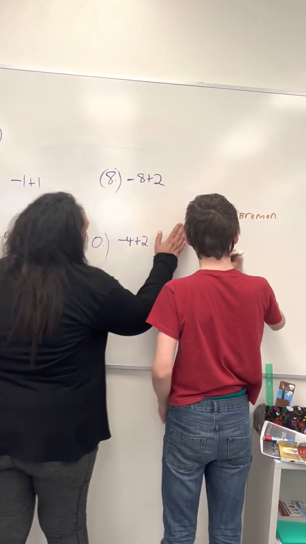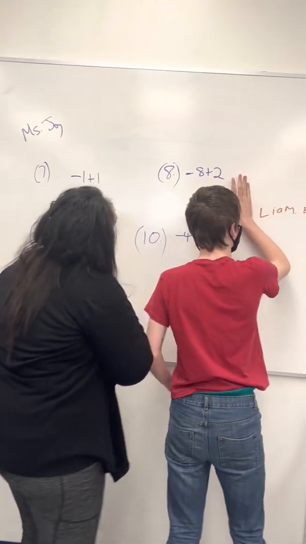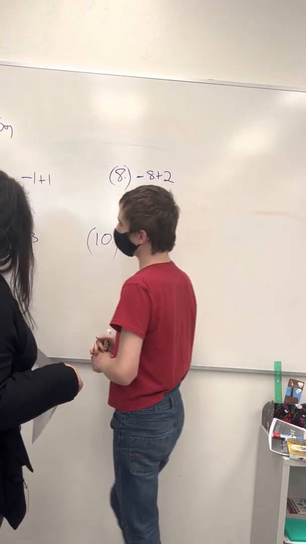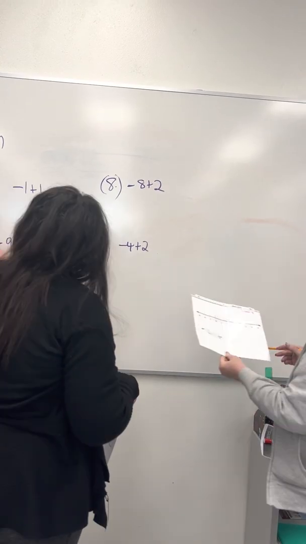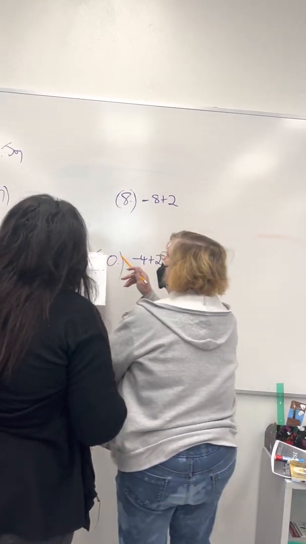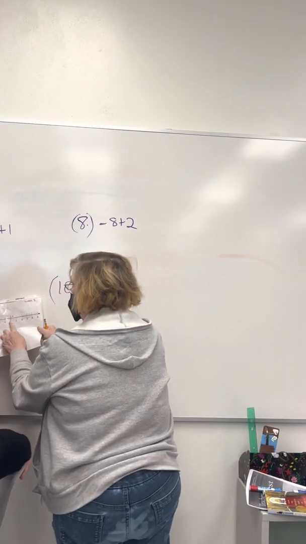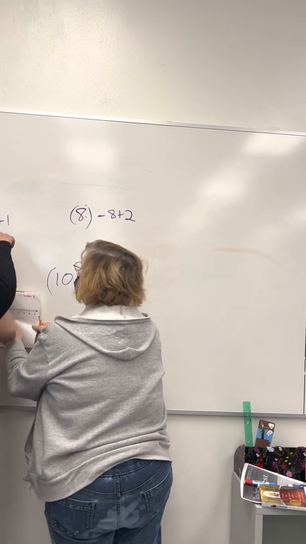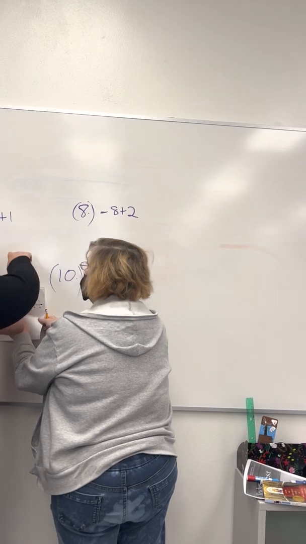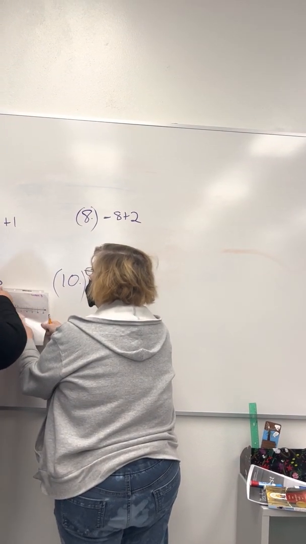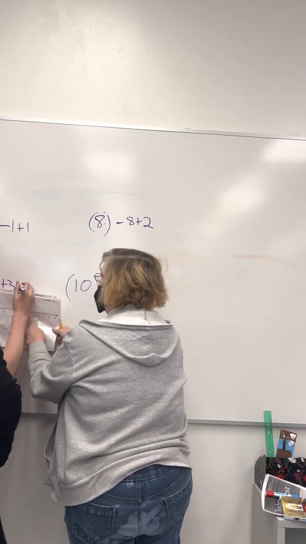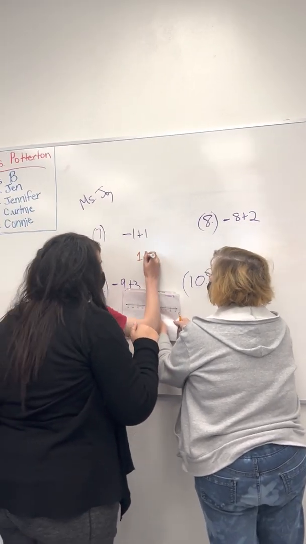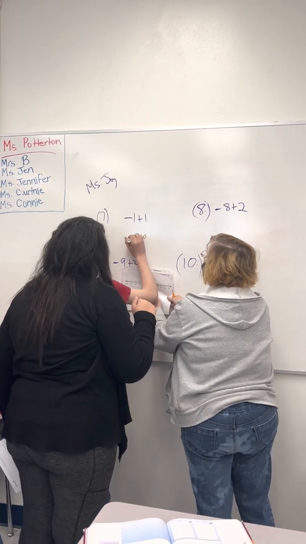Liam, you're not writing your name, you're doing one of these problems. Negative 4 is over here. Take one, and Keith will do the other. Look, -1. What's -1 plus 1? Where is -1 on the number line? 0, good.